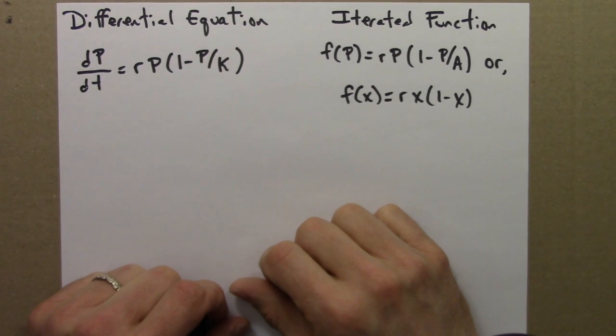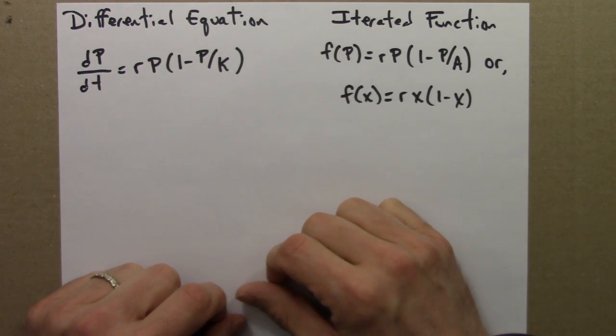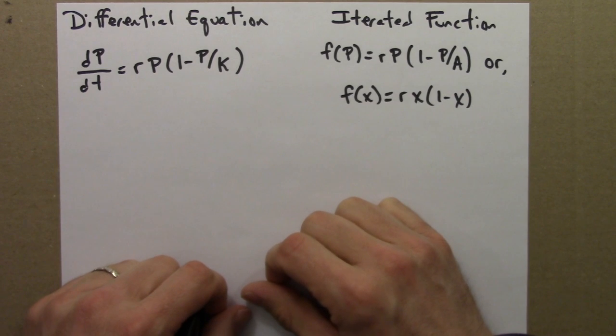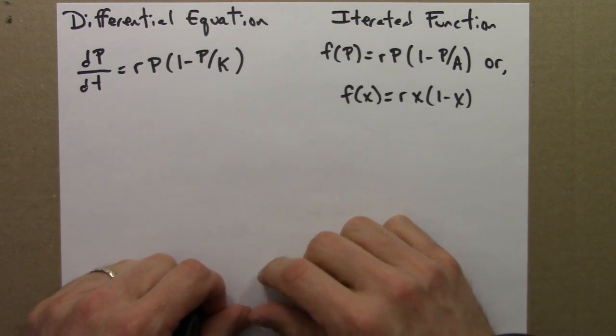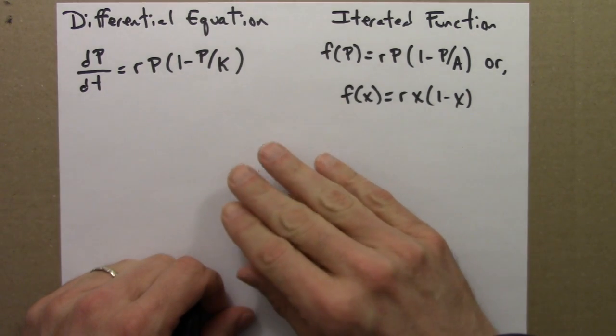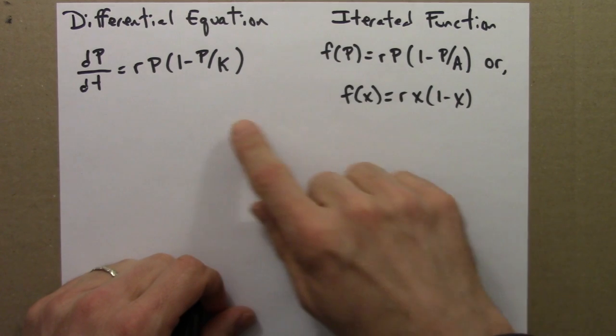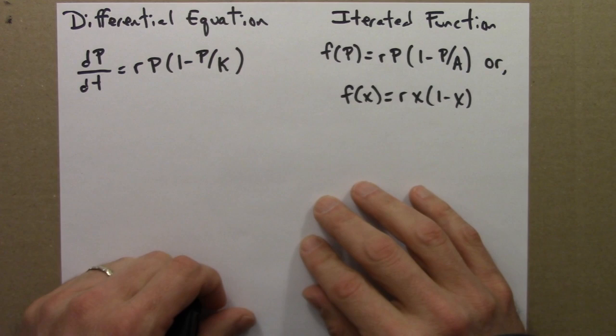In this video, I'll compare and contrast differential equations and iterated functions. These are the two main types of dynamical systems that we'll study in this course, and although they're very similar, they do have some different mathematical properties. Comparing the logistic equation as an iterated function and differential equation can help make this clear and highlight some important distinctions.